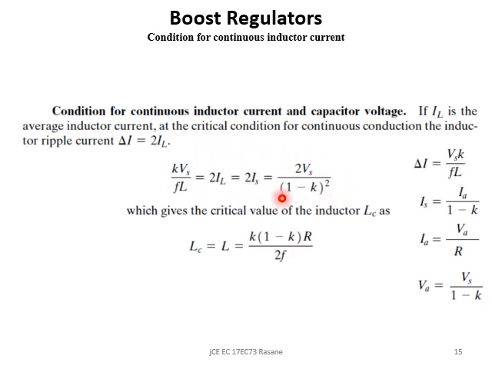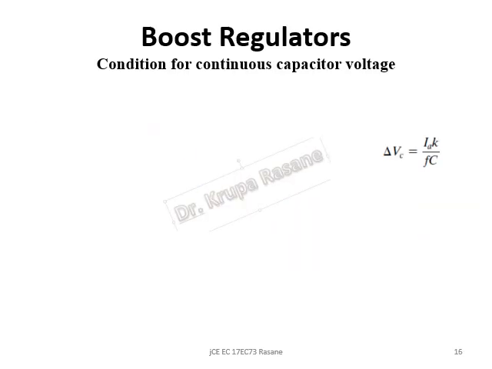Now simplifying this, taking the L on the left-hand side, that gives me the critical value of the inductor, which is equal to K. This Vs cancels, K into (1 minus K) into R, because Ia is nothing but Va by R, upon 2F. Okay, so this is going to give me your critical value for the inductor.